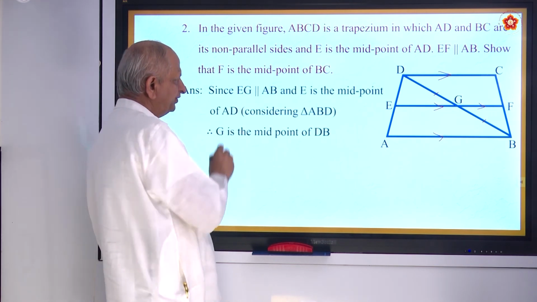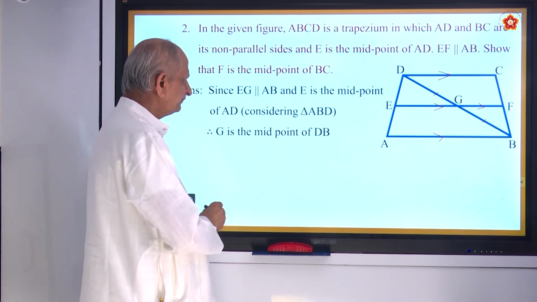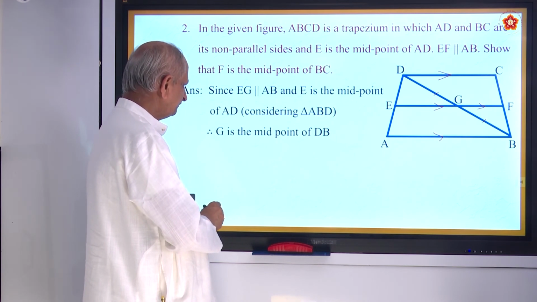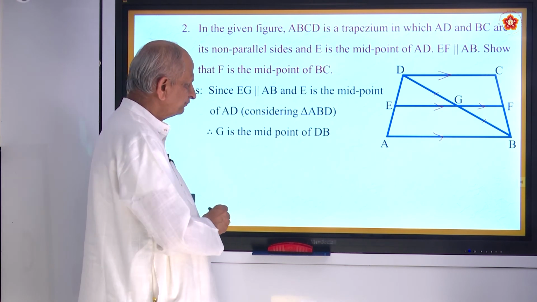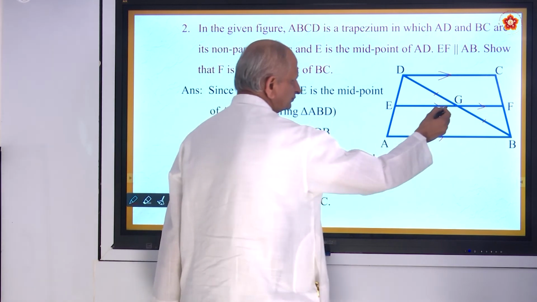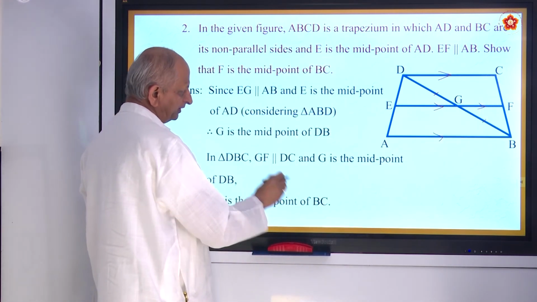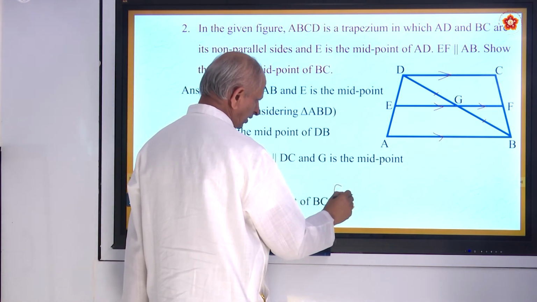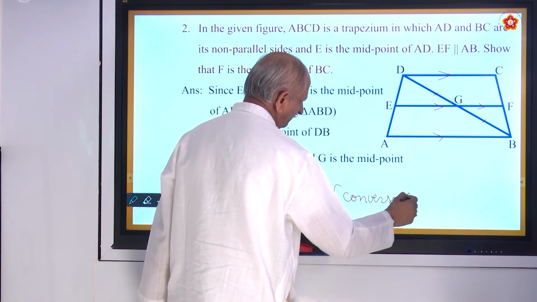So that you have to work out. First point, since EG is parallel to AB, E is the midpoint of AD, so G will be the midpoint of DB. Now a line is drawn parallel from G to F. So F is the midpoint of BC because the reason is, by the converse of midpoint theorem.